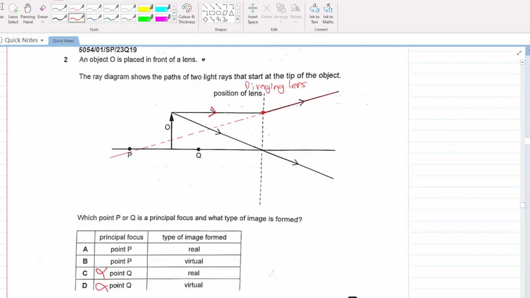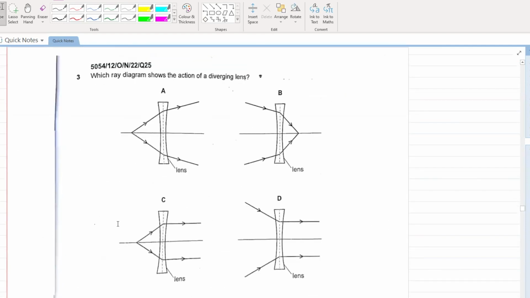C and D will get cancelled out. What type of image will be formed? The image will be formed somewhere here. As you can see, the two rays are intersecting here. The image will be virtual. B is your answer. Let's further move ahead.